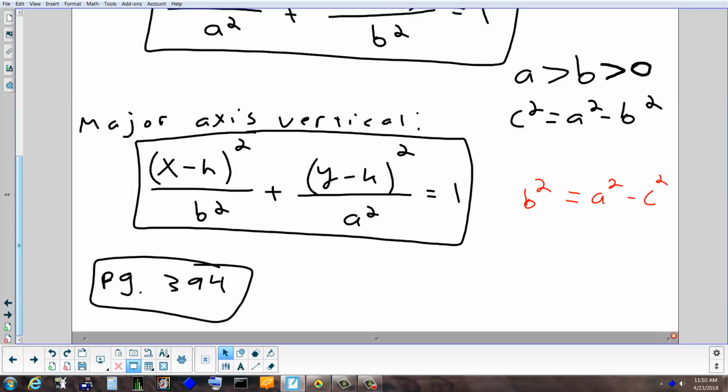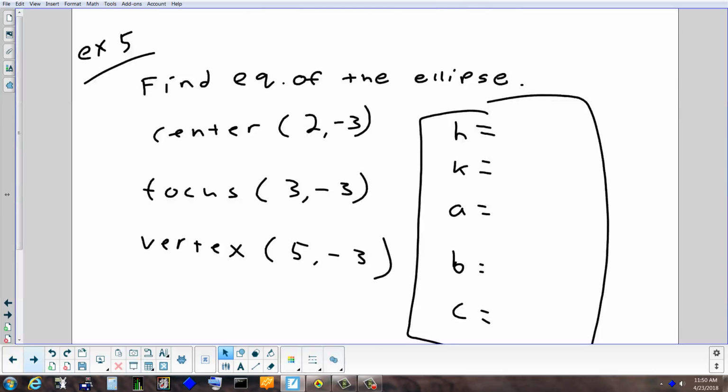So I would suggest just going with what I'm giving you in the notes, because if you try to look at the packet in the notes, I think it's confusing. I tried to write it the easiest way for you. Okay. So let's find the equation of that ellipse. On the test, I'm not going to put this box here to remind you what you need to find. You just have to remember, oh yeah, find H, K, A, B, C first.